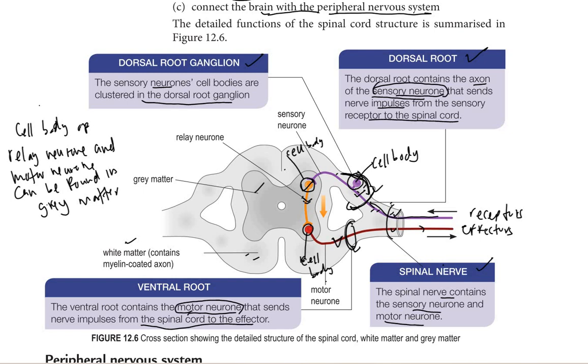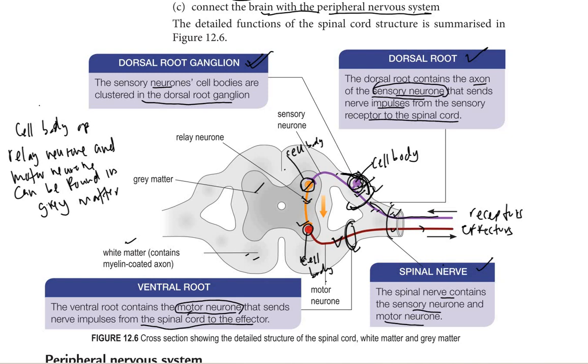For the sensory neuron, the cell body can be found in the dorsal root ganglion. For the relay neuron, the cell body can be found in the gray matter, and the same with the motor neuron. So these are the structure of the spinal cord. You must remember the label. You must remember the 3 types of neurons. Maybe you have to label which one is sensory neuron, which one is motor neuron, which one is relay neuron.